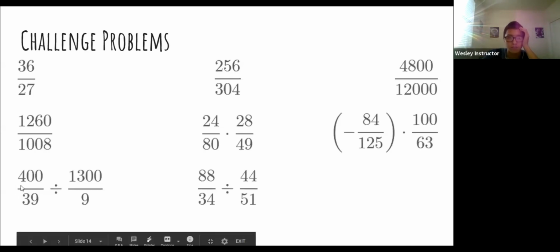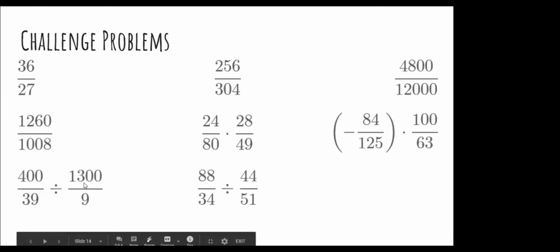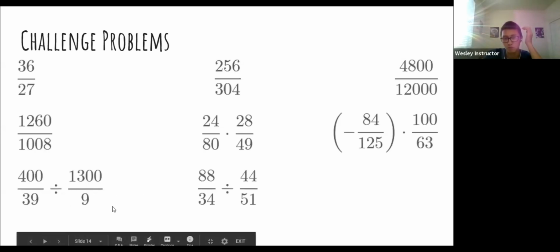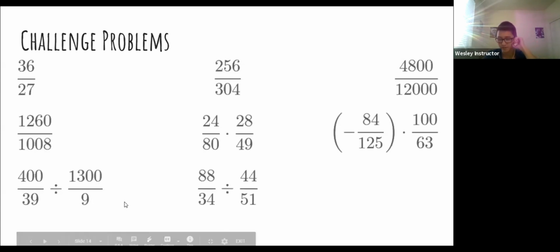All right, bottom left, 400 over 39 divided by 1300 over 9. And remember, when you divide, you multiply by the reciprocal. So it's times 9 over 1300. So you guys can take out a 100 from the 400 and 1300. You guys can take out a 3 from 39 and 9. And that will leave you guys with 4 over 13 times 3 over 13. And the answer is 12 over 169.